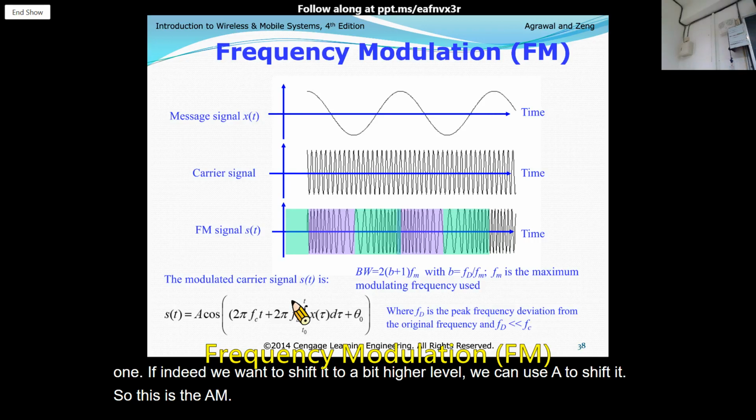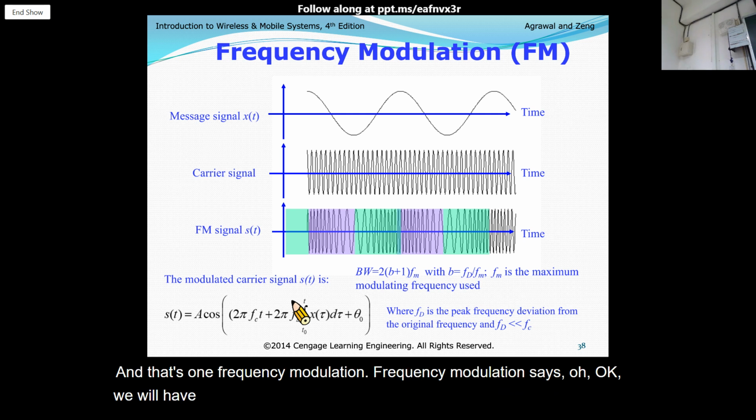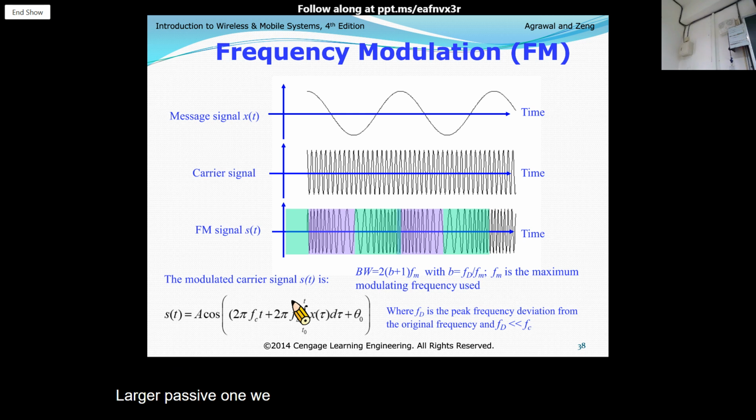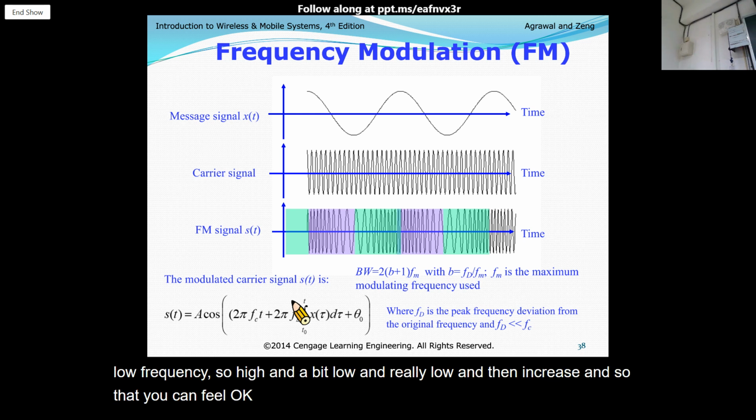And last one, frequency modulation. Frequency modulation says, okay, we will have different frequencies. For example, a larger positive value gives a high frequency, and a negative value gives a low frequency. So high, a bit low, and really low, and then increase. So that you can feel we have different frequencies like this.